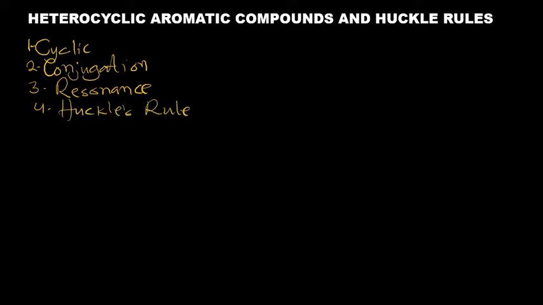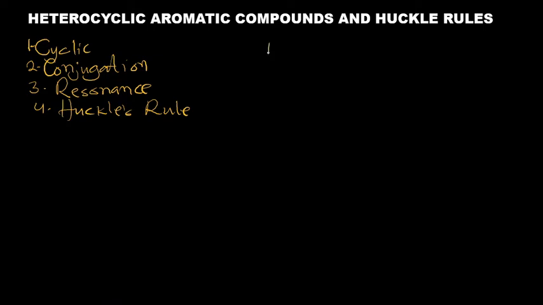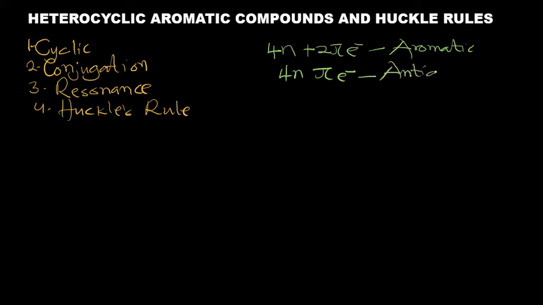And when we were talking about Huckel's rule, we mentioned that anytime we have 4n plus 2 pi electrons, then that compound is likely to be aromatic. And then if we have 4n pi electrons, then we consider that compound to be anti-aromatic.